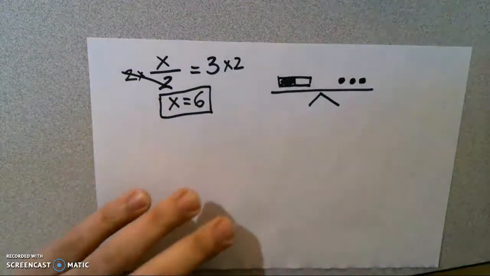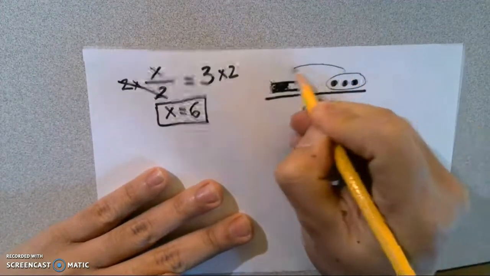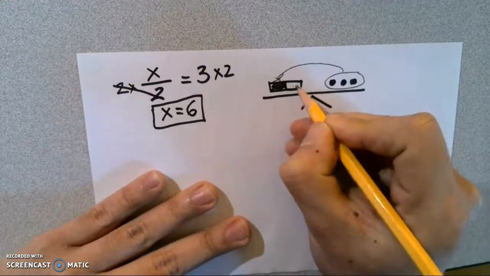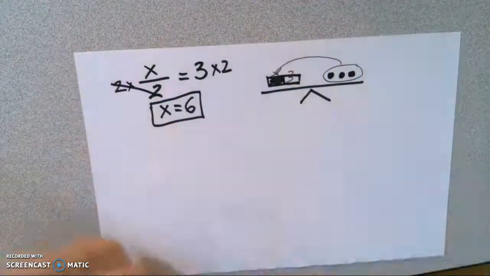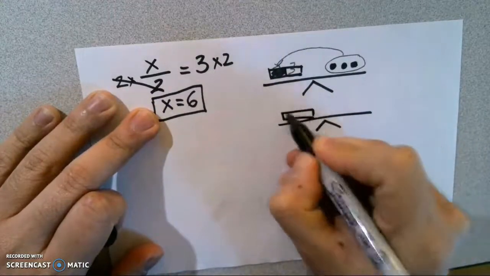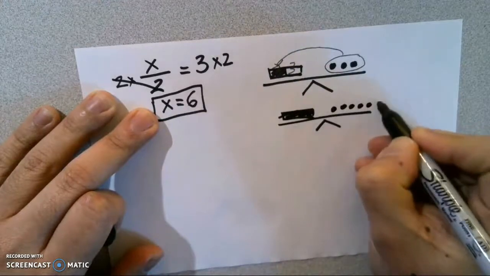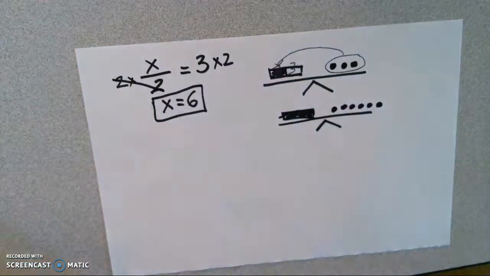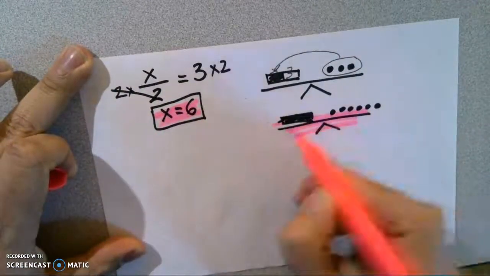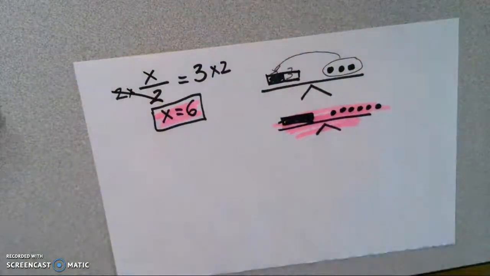So, you need to think, if three of the dots belong to this thing here, what do you think this one is? This is also 3. So, which means your picture, your whole bar is going to be 1, 2, 3, 4, 5, and 6. That's your answer. X equals 6. That's why x equals 6.